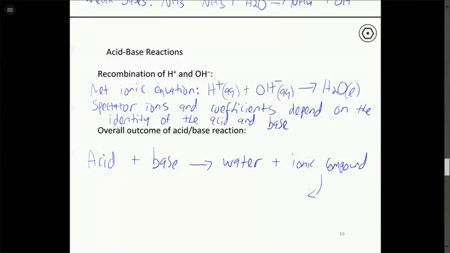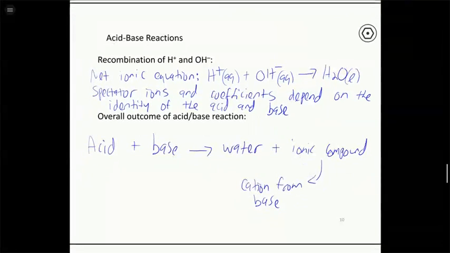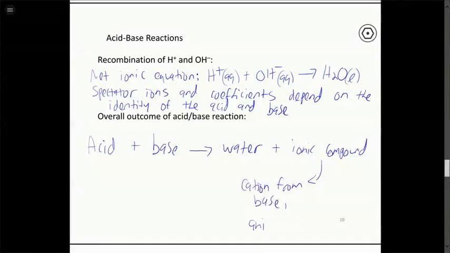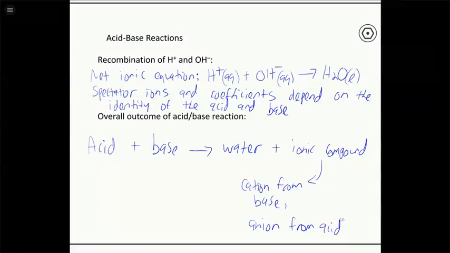So when you have this ionic compound as one of your products, the cation comes from the base, so the base is usually going to be a hydroxide salt which has some cation associated with it. And then you're going to have the anion coming from the acid. So whatever's paired with H+ is going to end up as an ionic compound in the product. Alright, so that's the general form of an acid-base reaction.